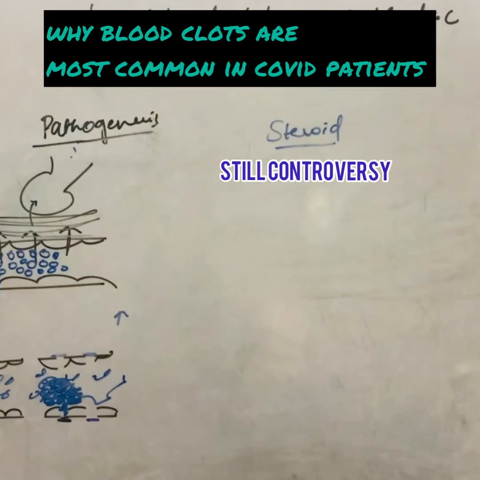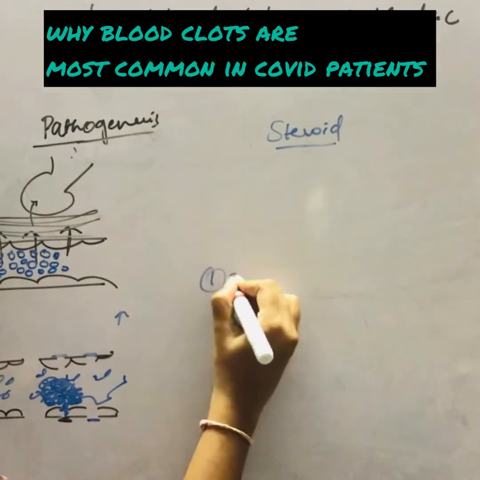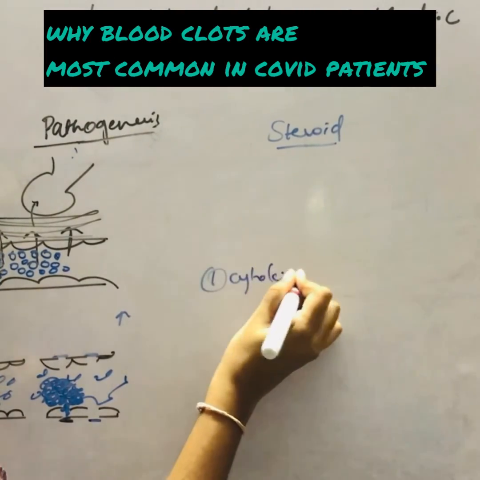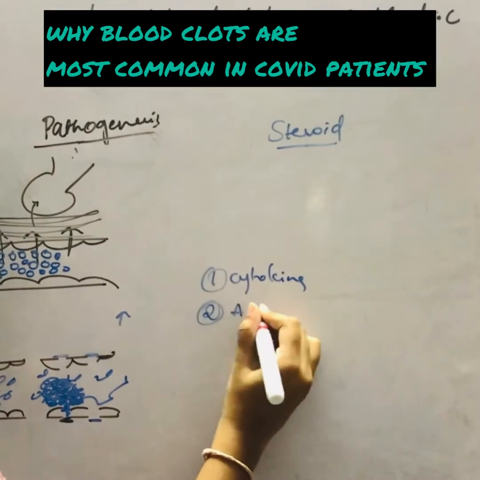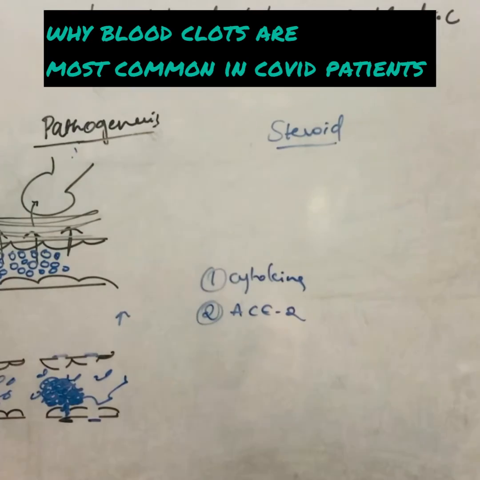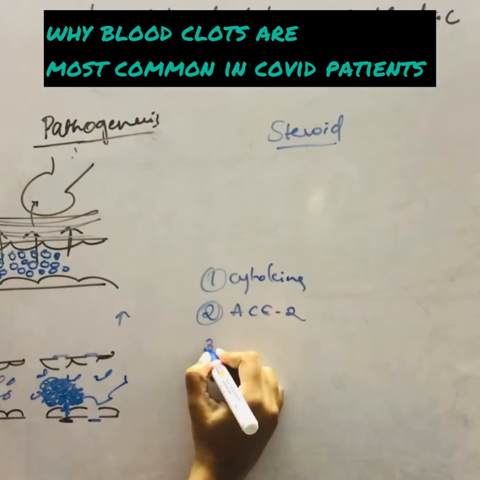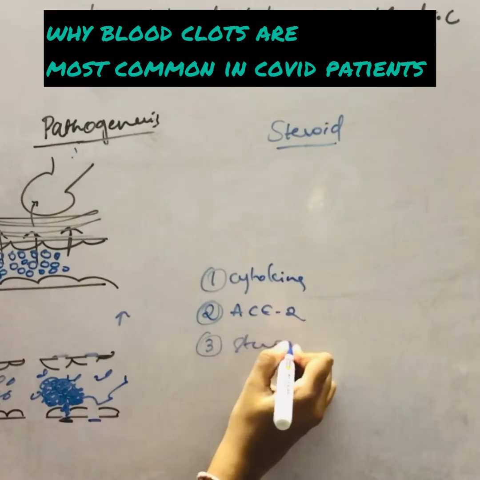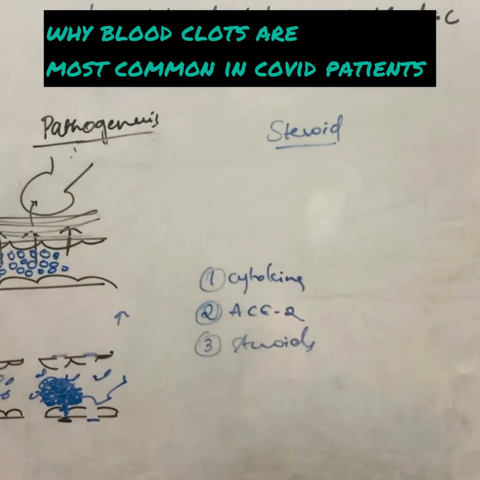Okay. The next reason is the steroids. Normally these steroids are going to increase the clotting factors in our body. Because of that reason, we see clot formation in the blood vessels, right? These are the three reasons. The first one is the cytokines, and the second one is the ACE2 receptors. Because of their reduction, we see the pro-inflammatory action increased, which leads to clot formation. And the third one is the steroids. These are the three reasons why blood clots are most common in COVID patients.